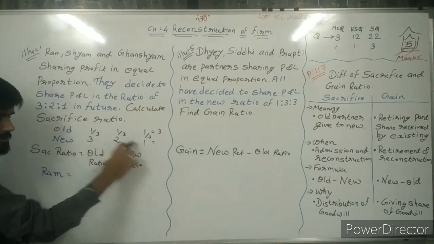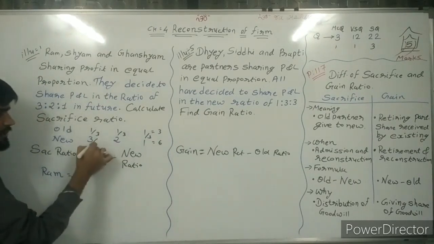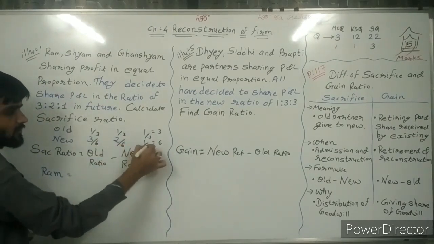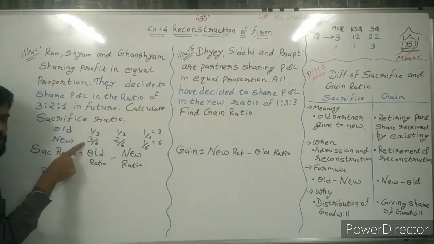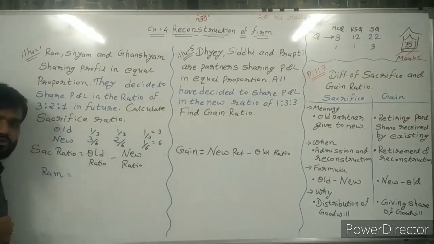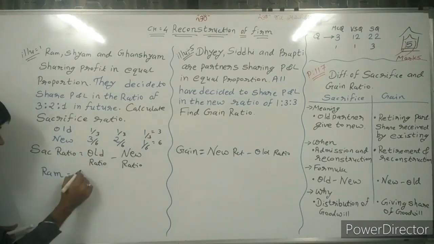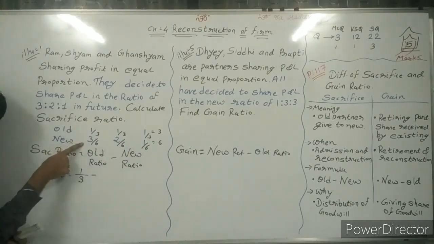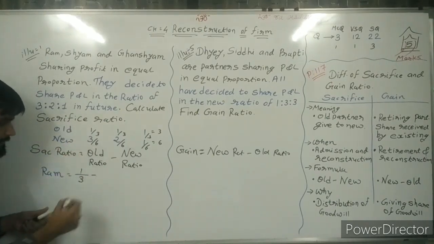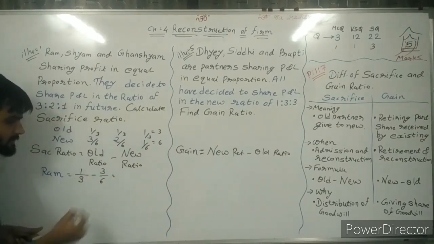Make the total of 3 plus 2, 5, 5 plus 1, 6. So 3 by 6, 2 by 6, 1 by 6. So 1 by 3 is my old ratio, 3 by 6 is my new ratio. So for Ram, old ratio 1 divided by 3 minus new ratio of Ram, 3 divided by 6.